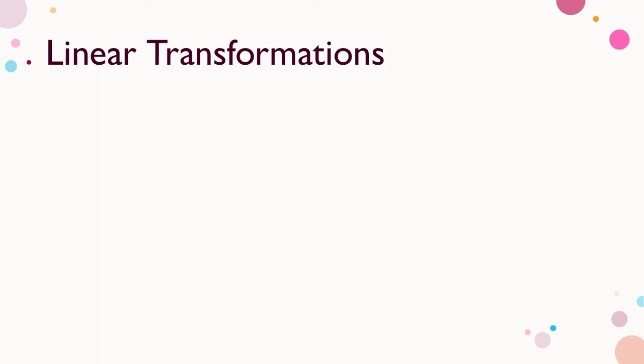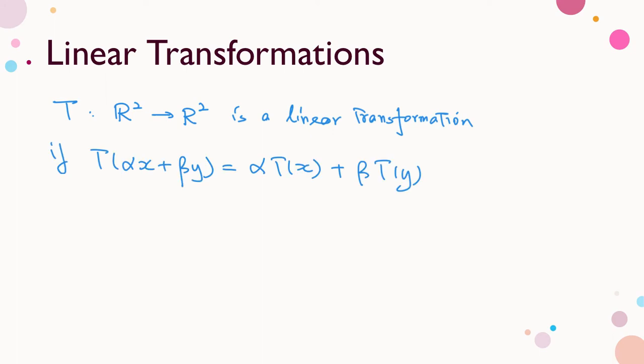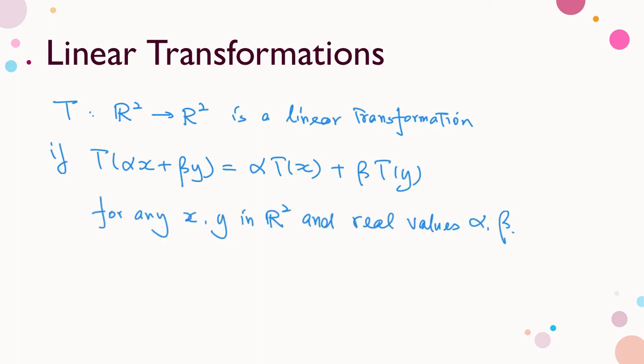Let us consider a feature of some common transformations. This feature is called linear transformation. Here is the definition. T map R2 to R2 is said to be a linear transformation if, for any points xy in R2 and real values as alpha, beta. That means the scalar alpha, beta can be taken out from the transformations without changing the results.